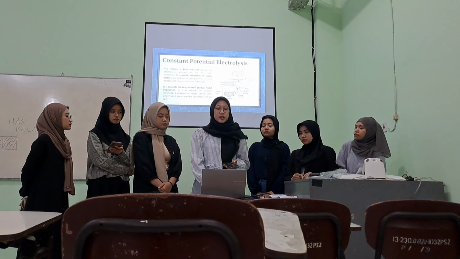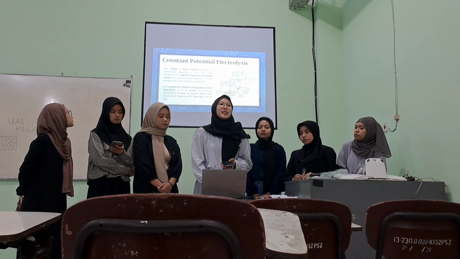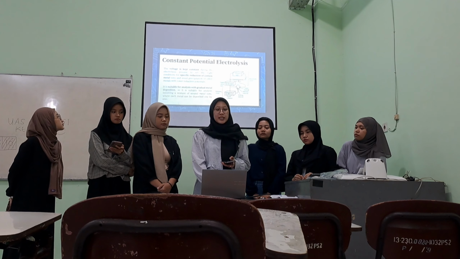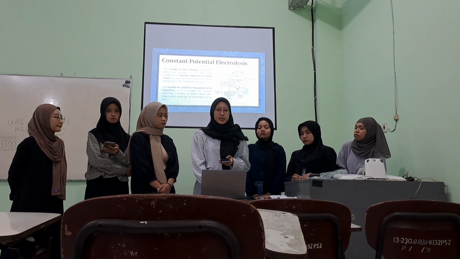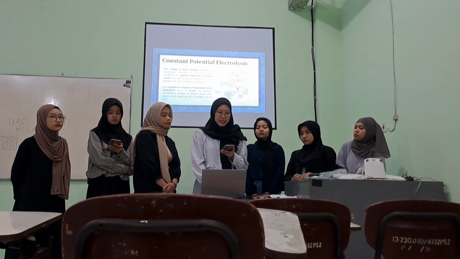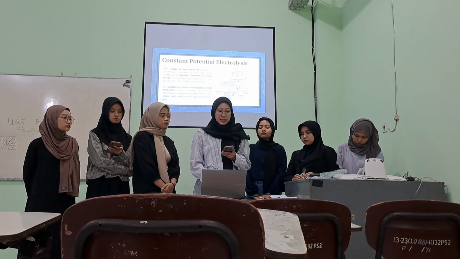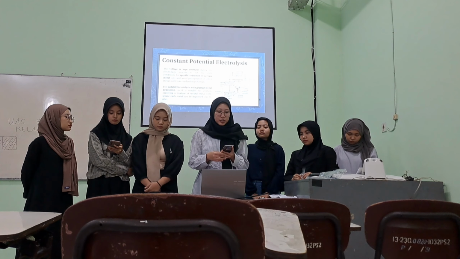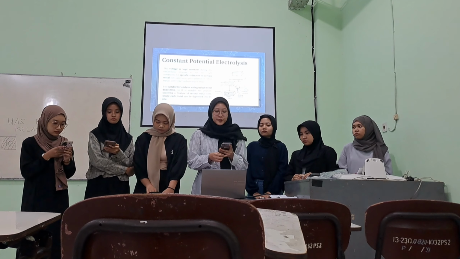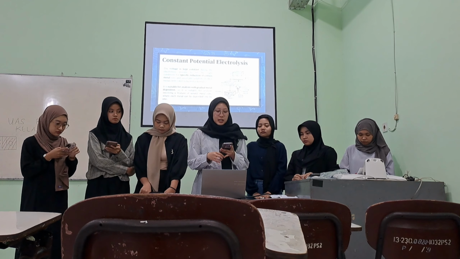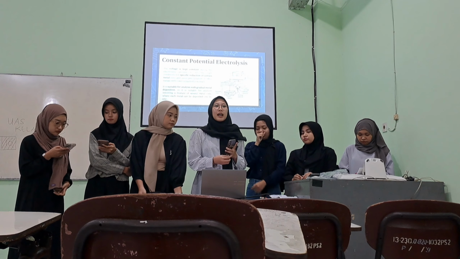The first one is constant potential electrolysis. What's the meaning of constant potential? Constant potential means the voltage or the potential is kept constant during the electrolysis process. And this condition will make just a specific metal ion be reduced and deposited, so the other ions are not allowed to be reduced or deposited. This method is very useful when we have a mixture that has a lot of metal ions.